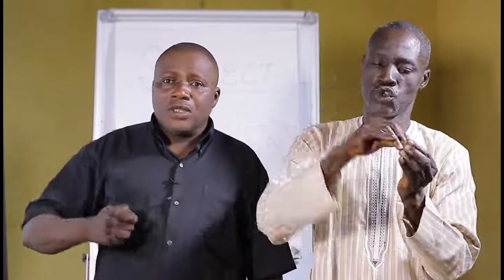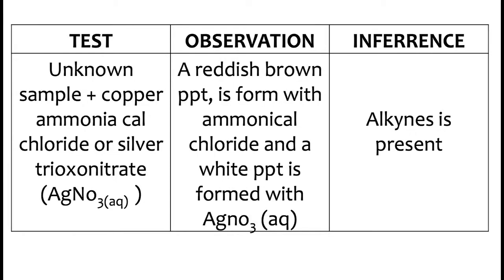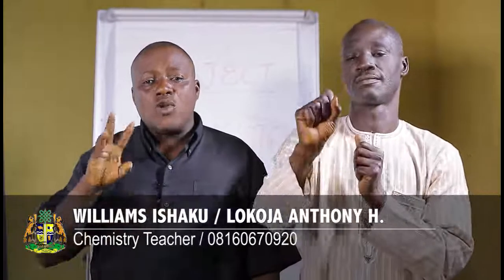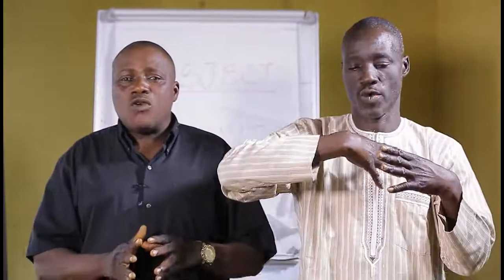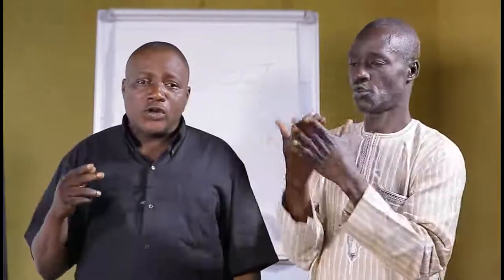However, if after the addition of copper ammoniac chloride or silver trioxonitrate you get a reddish-brown precipitate with copper ammoniac chloride, you can conclude that an alkyne is present. With silver nitrate, you get a white precipitate. So this is how to distinguish between the saturated and the unsaturated hydrocarbon in our laboratory.